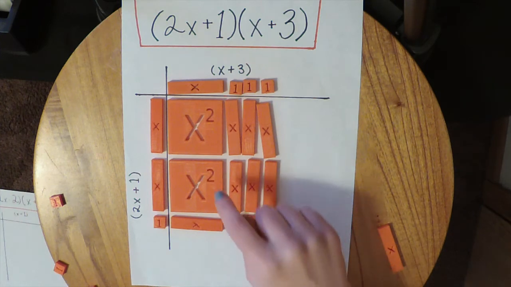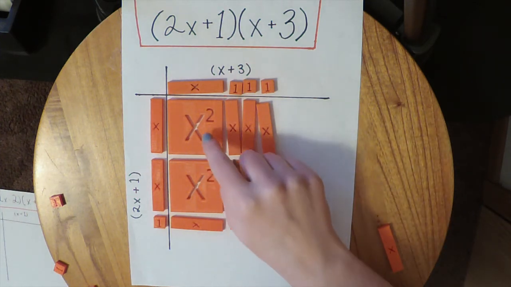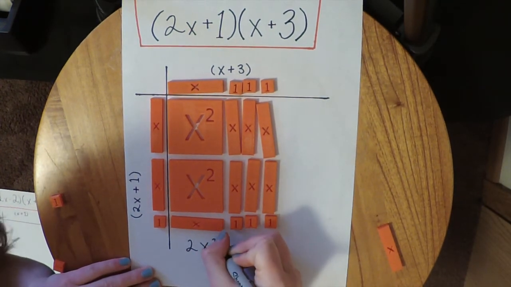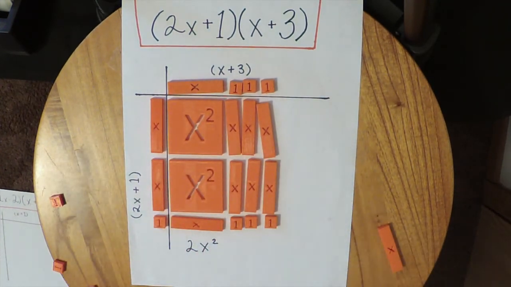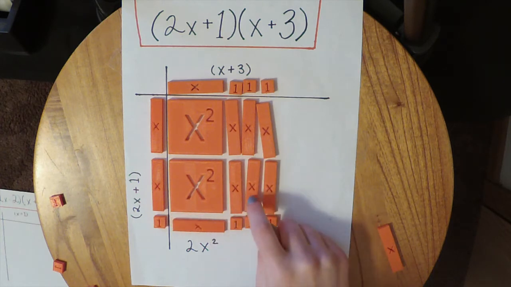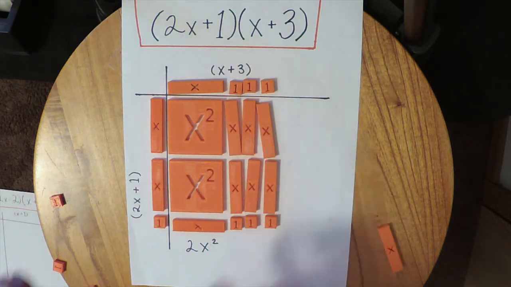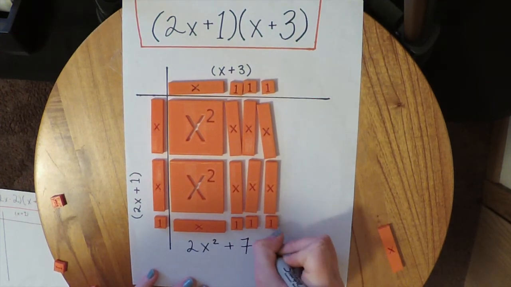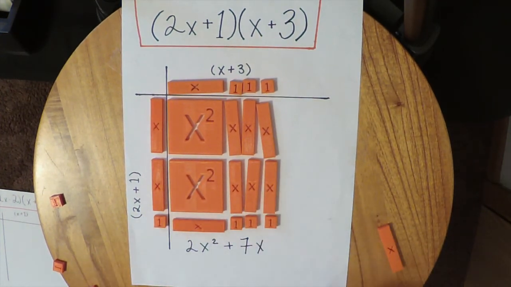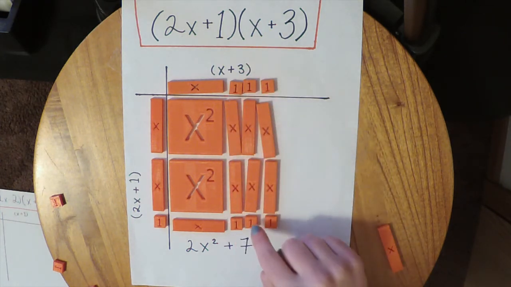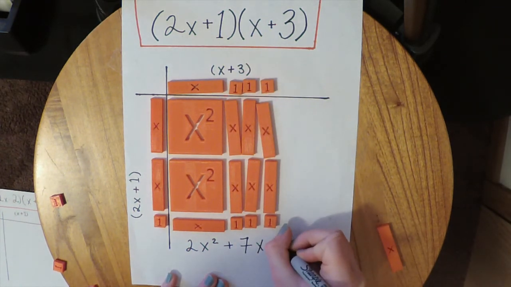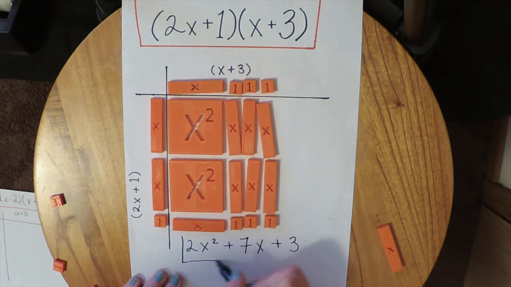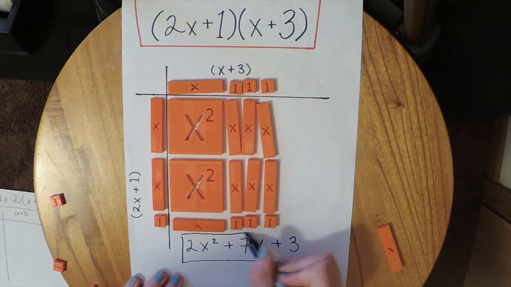So we look at our x squared blocks. We have 2 of them. So we know that there's 2x squared. Next, we look at our x tiles. We have 1, 2, 3, 4, 5, 6, 7. So plus 7x. And then we look at our single tiles. So we have 1, 2, 3. Plus 3. And what you get as your result ends up being your final answer for this multiplication problem.